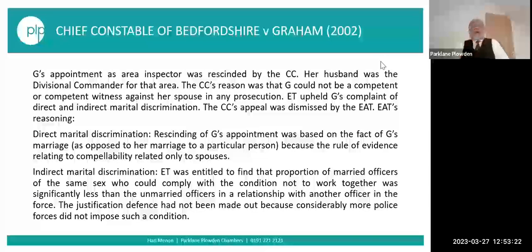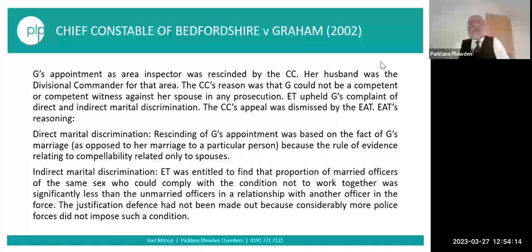Moving on, another case, the Chief Constable of Bedfordshire and Graham in 2002, where Mrs. Graham was appointed as an area inspector, and shortly thereafter that appointment was rescinded. The Chief Constable's reason was that Mrs. Graham's divisional commander was her husband, and, as the law stood then and as it stands now, the Chief Constable believed that the husband would not be a competent or compellable witness for the prosecution against Mrs. Graham and vice versa.